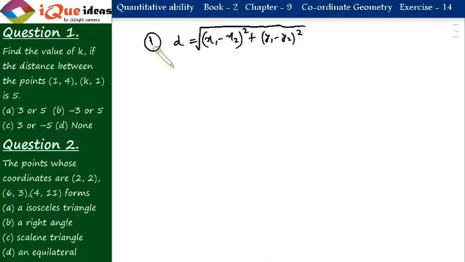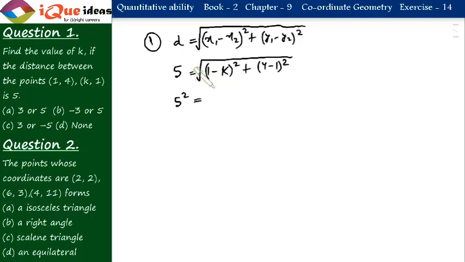Alright, so the distance given is 5, x1 is 1, x2 is k. So (1 minus k) whole square plus y1 is 4, y2 is 1, so (4 minus 1) whole square, and the square root. Now if you take square on both sides, it becomes 5 square on the left hand side, and on the right hand side the square root goes away.